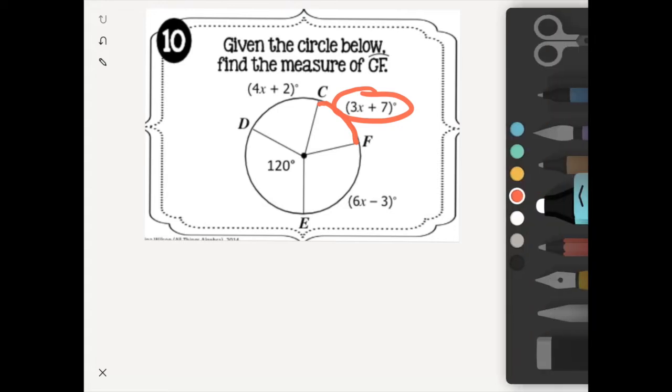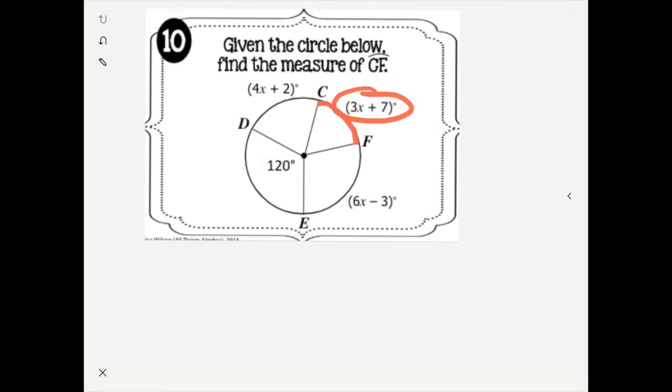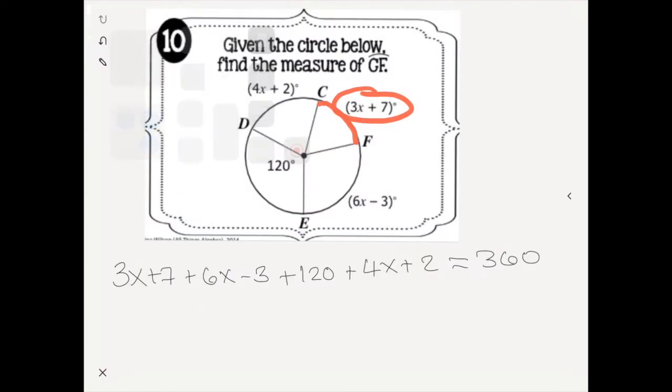So we're just going to start by solving for x. And in order to do that, we're going to add everything up and set it equal to 360 degrees. So we're going to have 3x plus 7 plus 6x minus 3 plus 120 plus 4x plus 2 is equal to 360. So now I'm going to combine all of my like terms. We have 3x, we have 6x, we have 4x. 3 plus 6 is 9. Plus 4 is going to give us 13x.